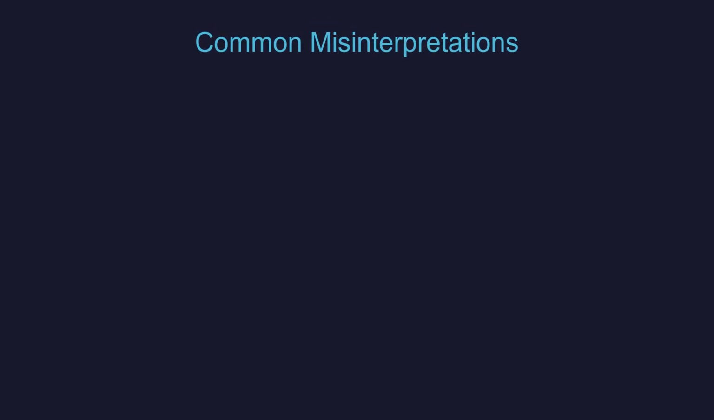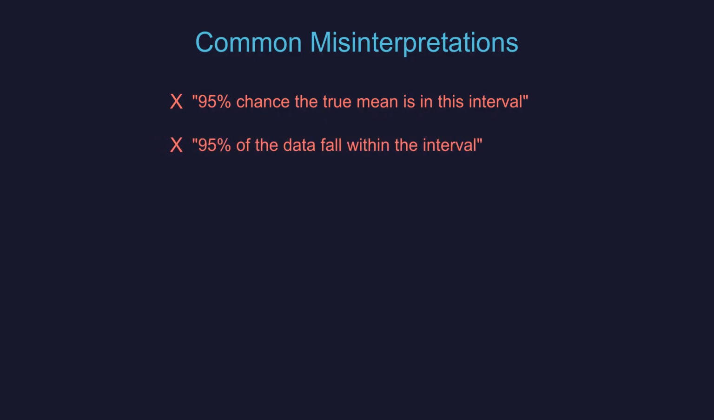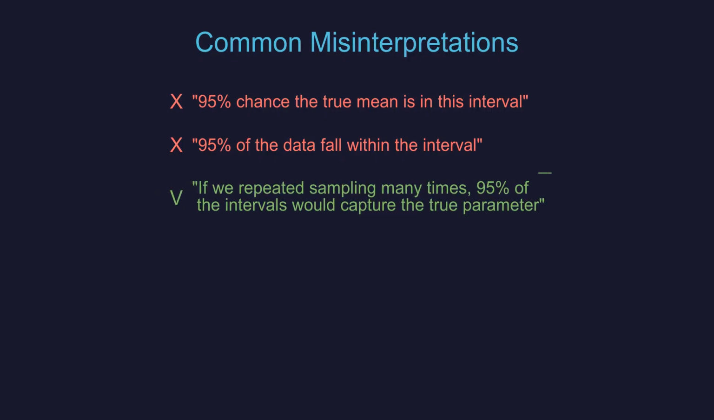Be careful with interpretation. It is wrong to say there is a 95% chance the true mean lies in this particular interval. The true mean is fixed. It is either in the interval or it is not. It is also wrong to say 95% of the data fall within the interval. The interval is about the parameter, not individual data points. The correct interpretation is, if we repeated sampling many times, about 95% of the resulting intervals would capture the true population parameter.